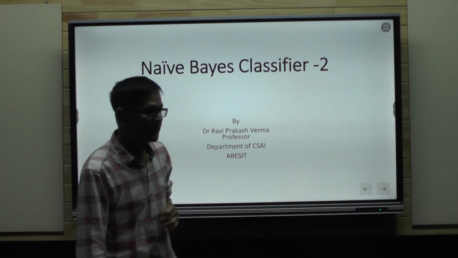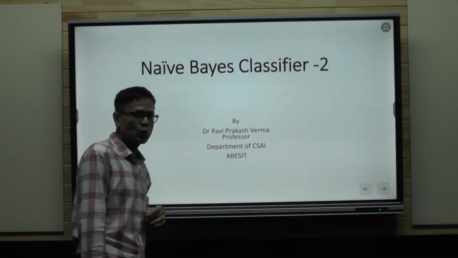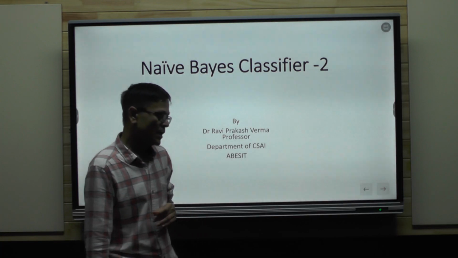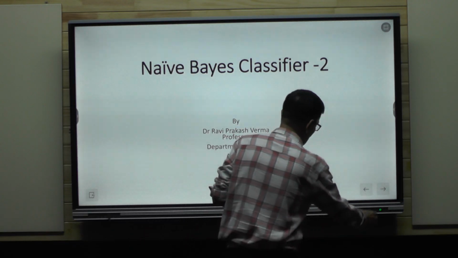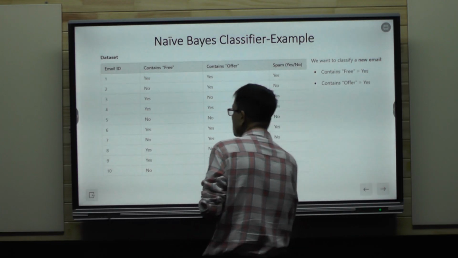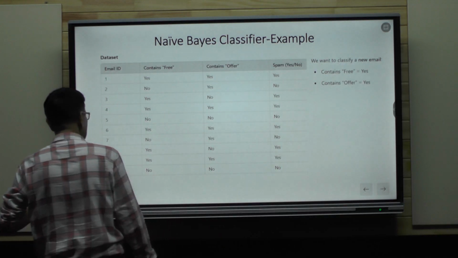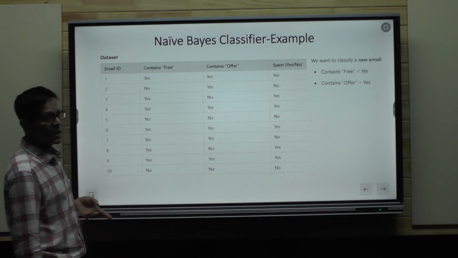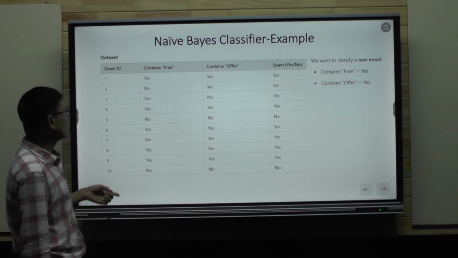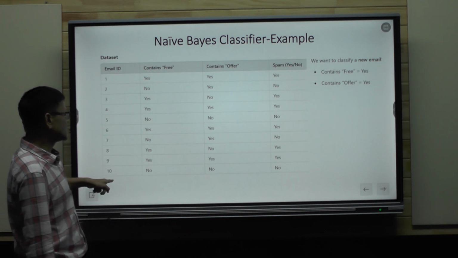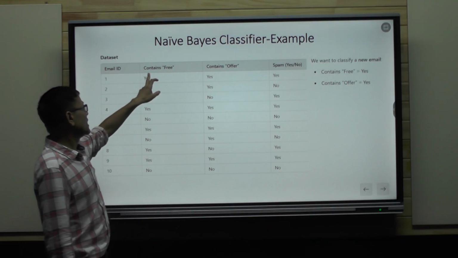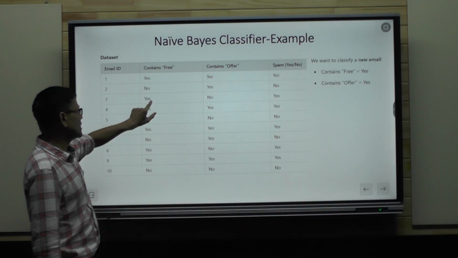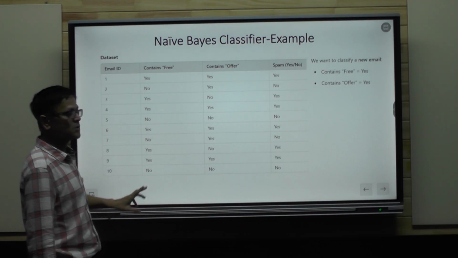Okay students, welcome back to the naive Bayes classifier part 2, where we'll try to solve an example, and by solving the example we expect that you have clarity of implementation. So let's say this is a data set given to you. We have email IDs, numbers, and whether the email contains "free": no, yes, no, yes, no, yes, no, yes, no, yes, no.